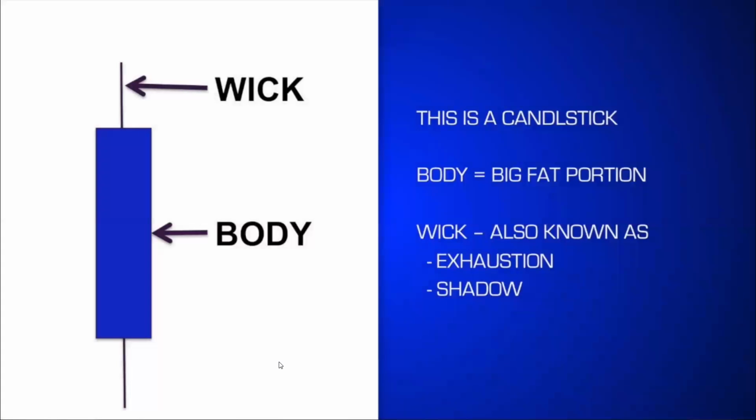So let's get started on what a candlestick is. In this picture, you see an example of a candlestick. These are called Japanese candlesticks, or you usually find them on the OHLC chart. I'll talk about that shortly. So this candlestick is made up of a big fat region called the body, and then the little skinny things coming out of it are called the wick, also known as the exhaustion or the shadow. It's good to follow these because they tell you a lot. I'm going to go into what each of these mean on the next slide.